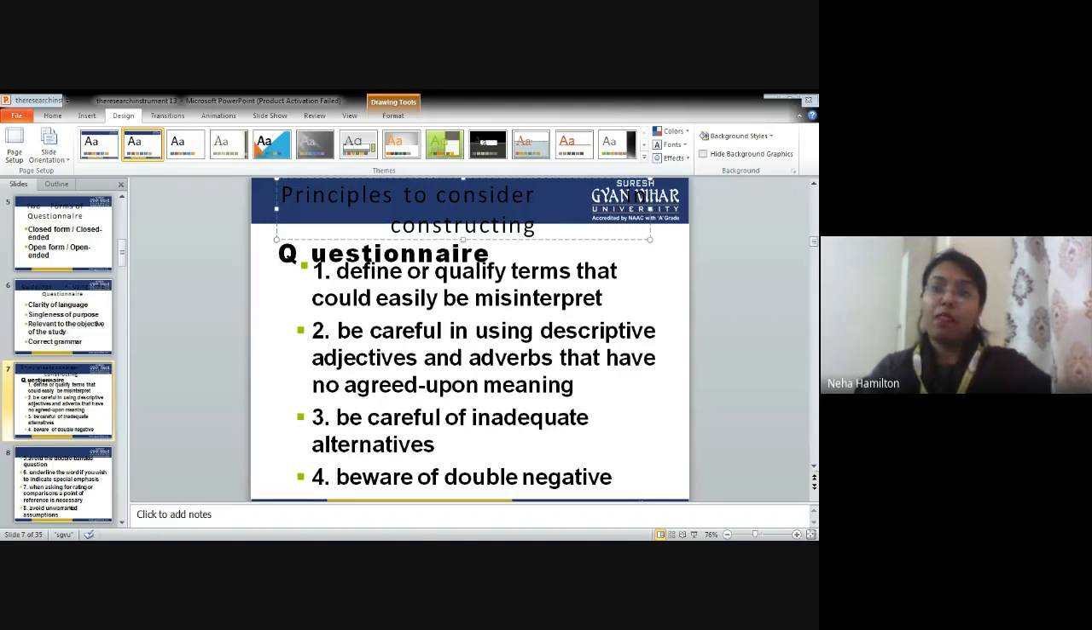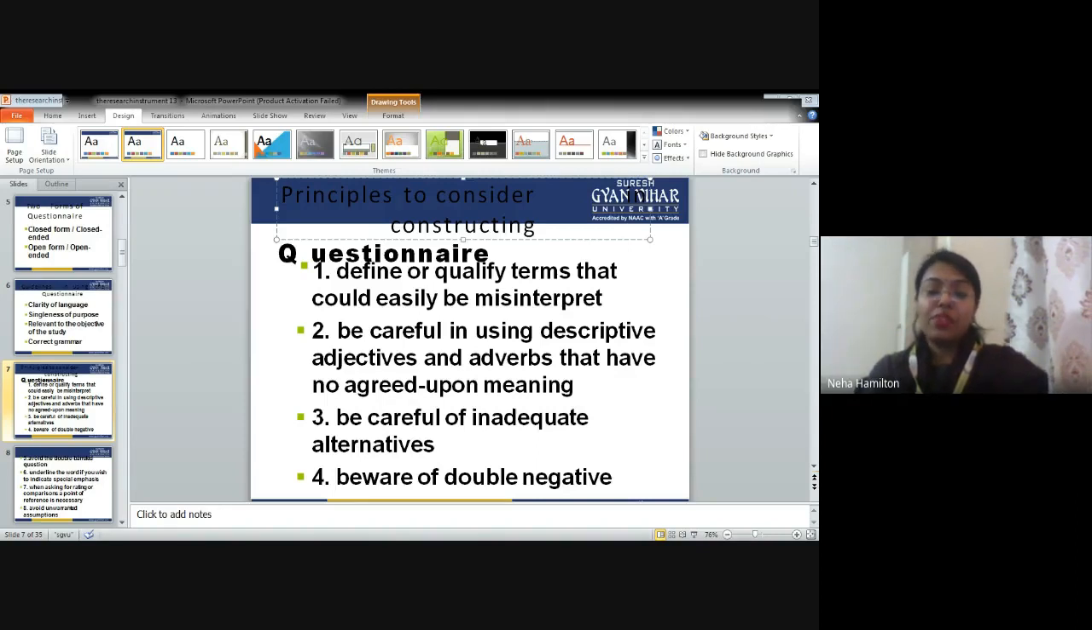See, right communication is very important when it comes to a questionnaire. When I say right, communication means your question should be communicated in the right meaning as well as in the right tone that you want to ask from the respondent. The tone should be right, the meaning should be right. Be careful in using descriptive adjectives and adverbs that have no agreed upon meaning.